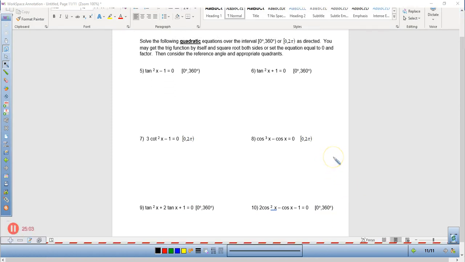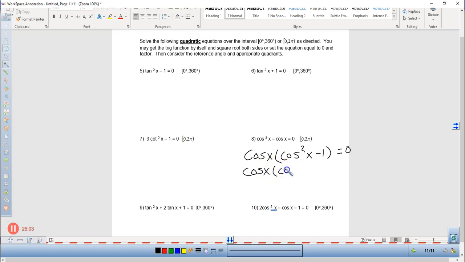Number 8. Here with number 8, we're going to factor. These both have cosine in common. So I'm going to factor out a cosine. And here, this is a difference of two squares. So I can factor that again. And now that I've done that, I can set each one equal to 0.